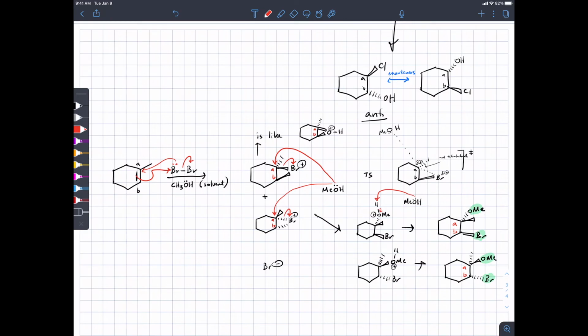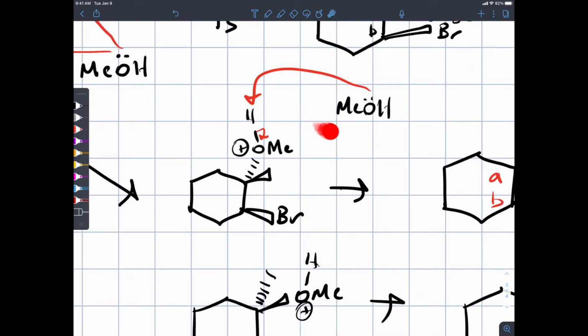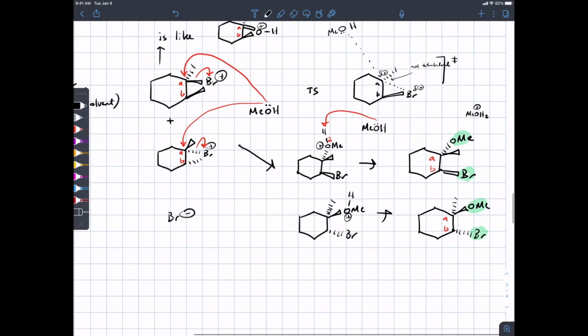What took away the H in the final step? More solvent molecules. Yep, so I should have shown MeOH2 plus as a product. We also had Br minus as another one as well. Okay, other questions?